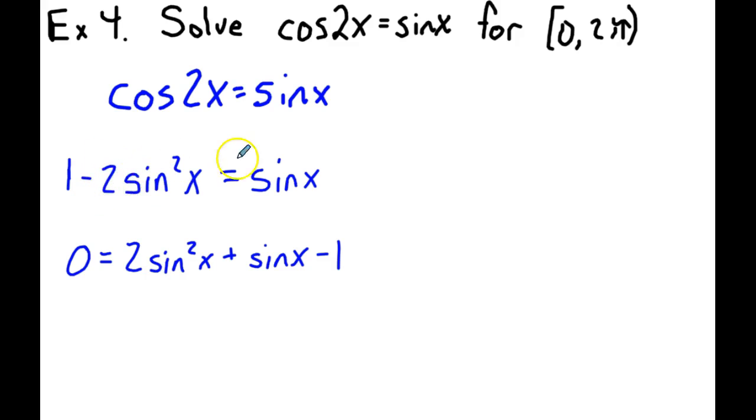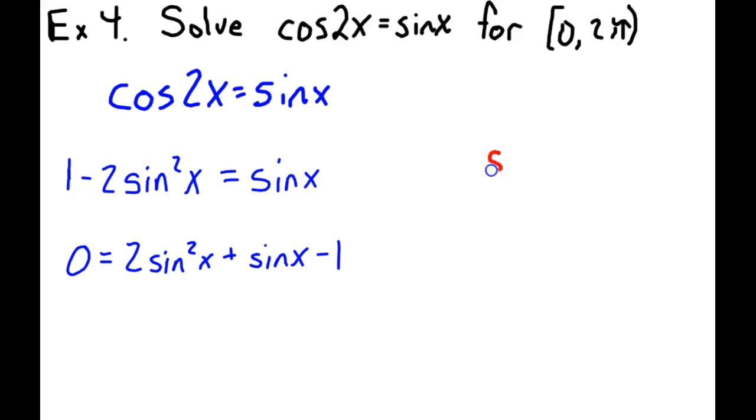Next, we would get all of our terms on one side of the equation. I chose to take both of these terms and move them to the right side of the equation, just so that my coefficient in front of my sine squared function would be positive. So now we have 0 equal to 2 times the sine squared x plus sine x minus 1. Next, we're going to try to factor this expression at the right. It might be a little difficult for us to see how this is going to factor.